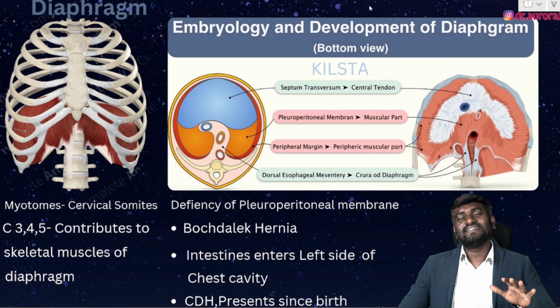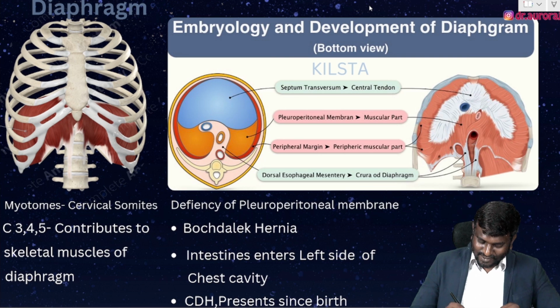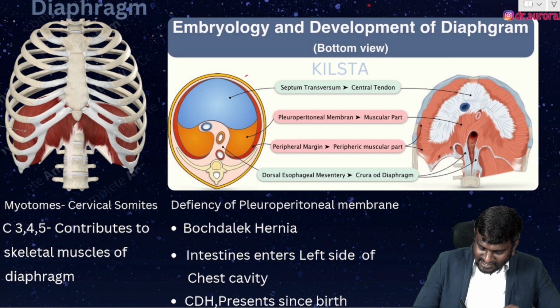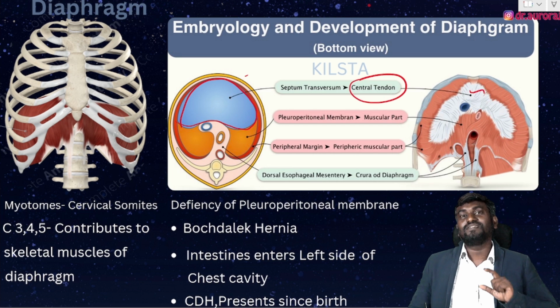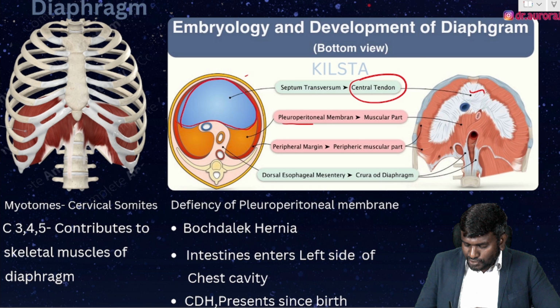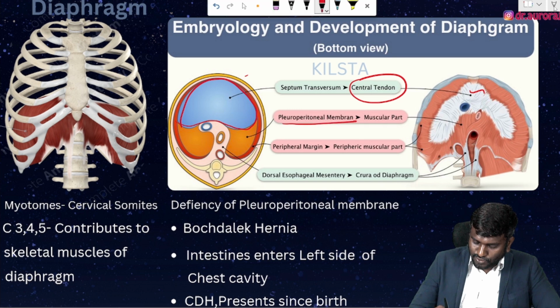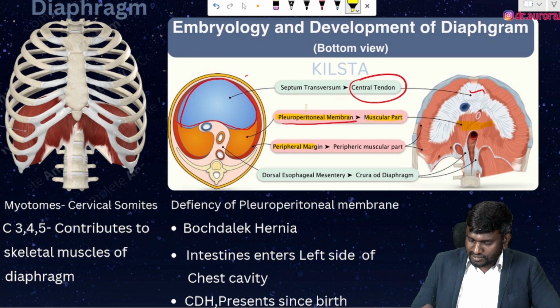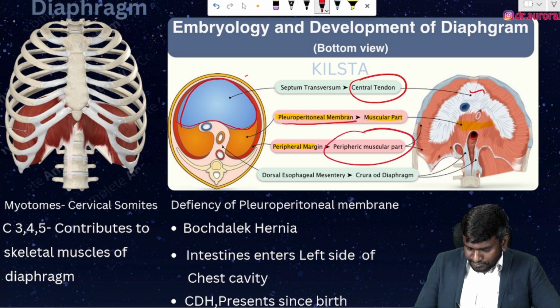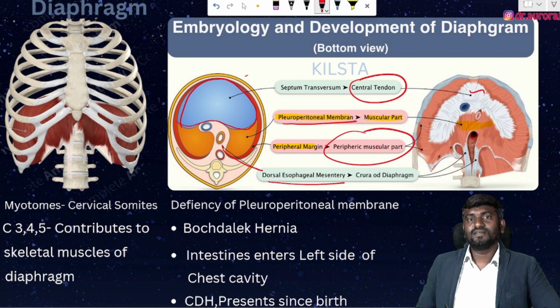Diaphragm. Let's study the embryology of diaphragm. Look at the image carefully here. The septum transversum is the one which is going to be converted into the central tendon. Yes. The pleuroperitoneal membrane. Please remember, the pleuroperitoneal membrane is developed into the muscular part. The peripheral margin is developed into the peripheral muscular part, and the dorsal esophageal mesentery is developed into the crura of the diaphragm.